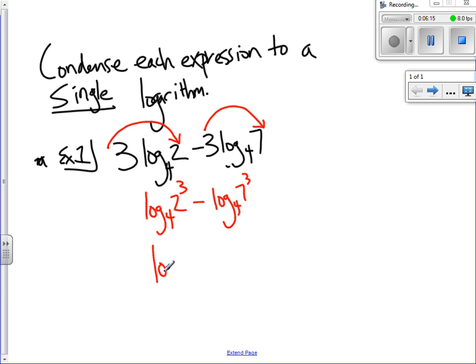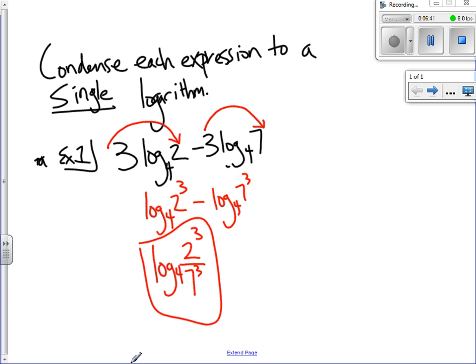So I'm going to have log base 4, and we're going to have 2 to the third up top over 7 to the third on the bottom. And there you have it. Here's our answer. We've done what the problem asked. We've written it as a single logarithm. The word log is only written one time, and we are told this is finished.